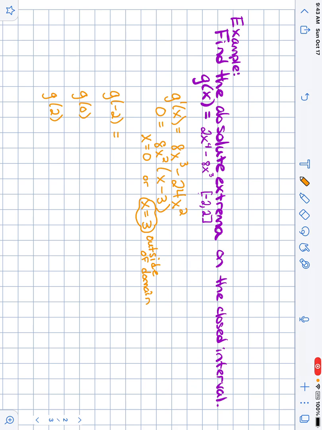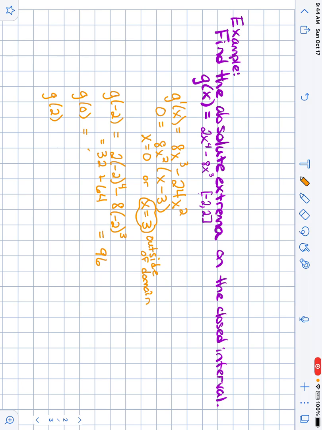Okay, so I will plug -2 into the function. -2 to the 4th is 16 times 2 would be 32. -2 to the 3rd is -8. -8 times -8 makes this positive 64. So this y value is 96. That's a pretty high y value. Right now that seems like a pretty good candidate for the absolute maximum.